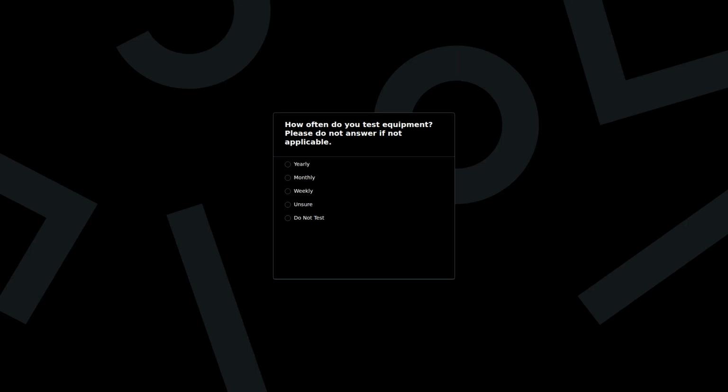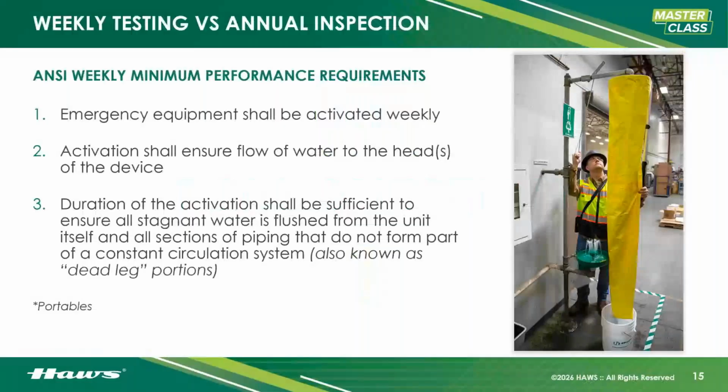Alrighty, first poll question of the day. Get your clickers ready, everyone. How often do you test equipment? Please do not answer if not applicable. And your choices are yearly, monthly, weekly, unsure, or do not test. Thank you guys very much for all the participation. I always like to see what percentage of people we get votes on. All right, beautiful. I'll give you guys a few more seconds to wrap it up. Loving all the responses. All righty, everyone, I'll go ahead and end this poll. Thank you very much. Looks like weekly wins it, which is good news.